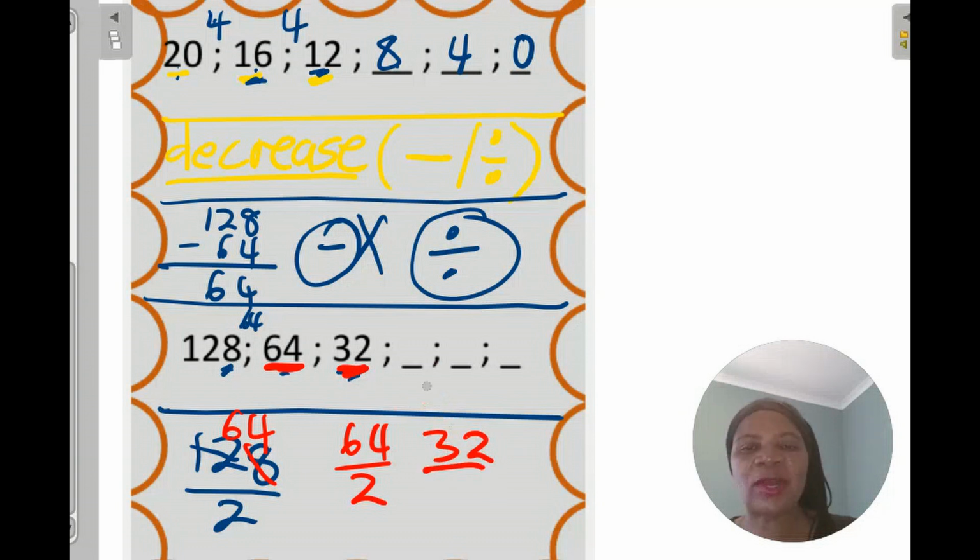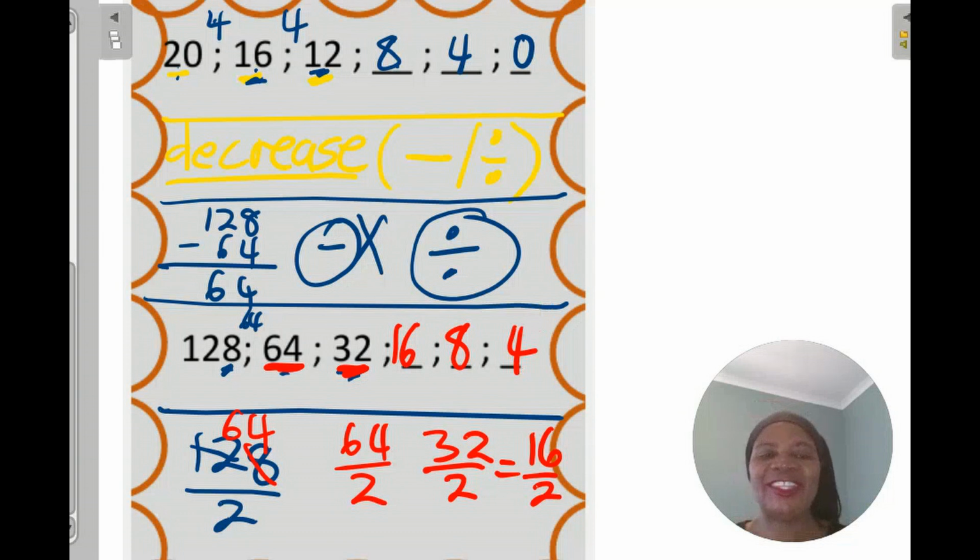So our next one here should be divided by 2, which is equal to 16. Then 16 divided by 2 is 8. 8 divided by 2 is 4. Okay, so this is all about finding the rule and extending the number sequences using that rule. You continue extending it by using the rule.